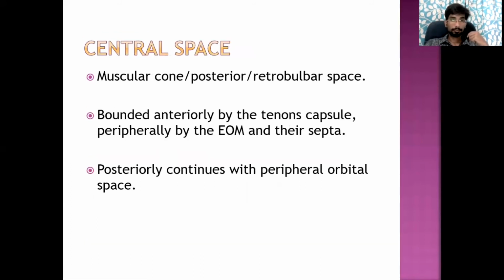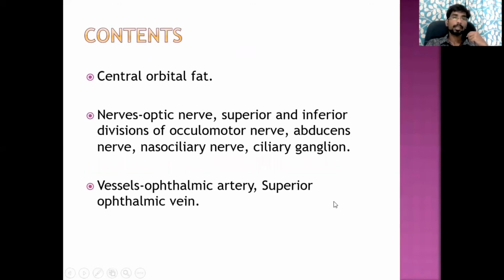Central space: it is bounded anteriorly by the tendons, peripherally by the extraocular muscles, and posteriorly it continues with the peripheral orbital space. It contains central orbital fat, optic nerve, superior and inferior divisions of the third nerve, nasociliary, abducens, and the vessel is the ophthalmic artery. So, ophthalmic artery, superior ophthalmic vein, and optic nerve. These are the main contents.